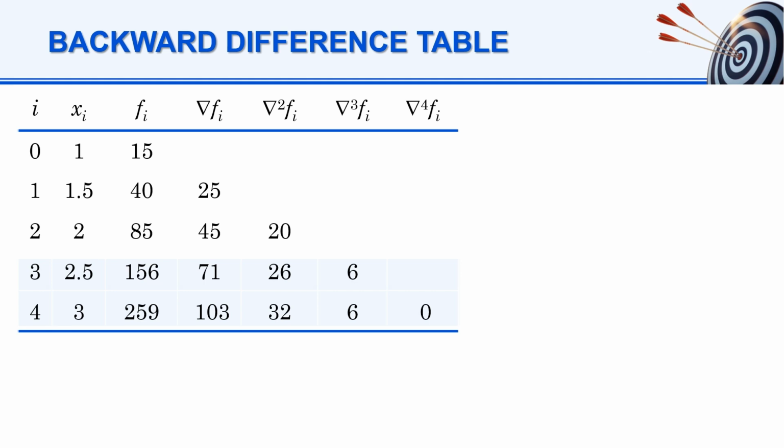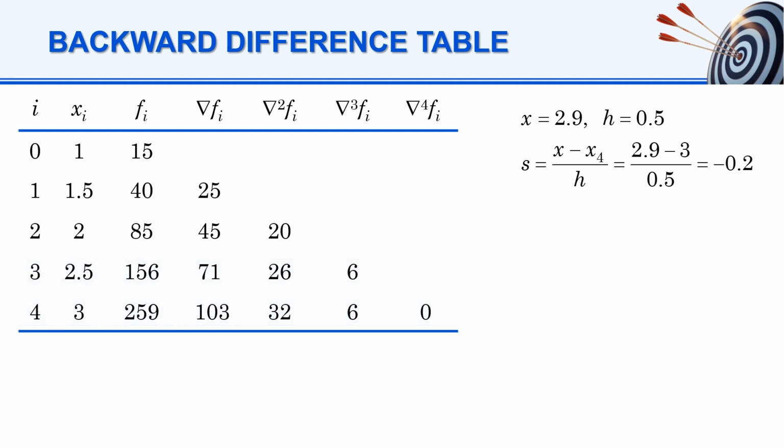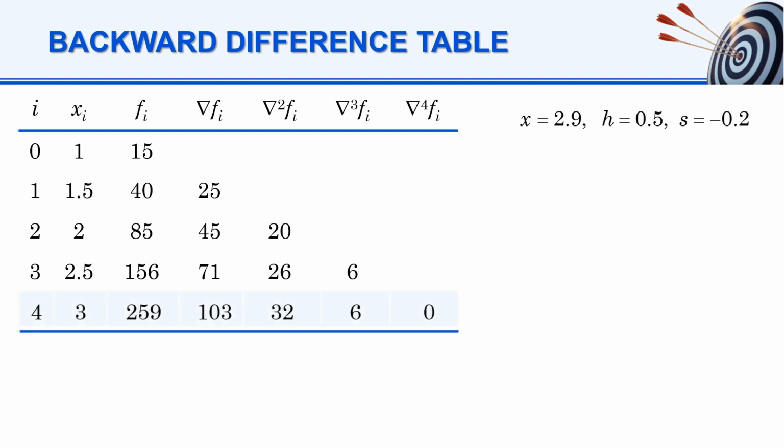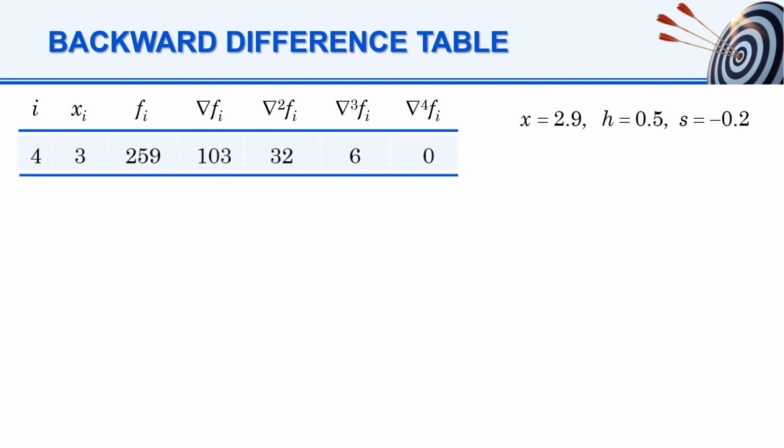To obtain f2.9, we will use the backward interpolation formula, as there are more entries in the row for x equals 3. And so, we select the row x equals 3 as the baseline. The interpolation variable s becomes minus 0.2. Notice that the row x equals 3 also has the most number of entries in the table. We will use the backward difference interpolation formula, with the entries of f4 equals 259, nabla f4 equals 103, nabla squared f4 equals 32, and so on.